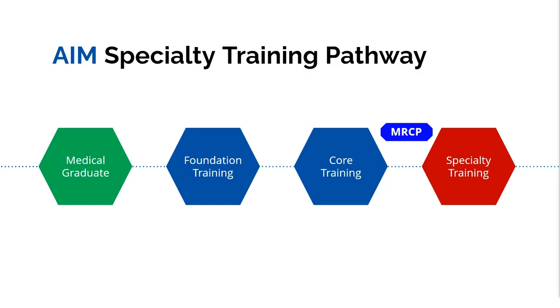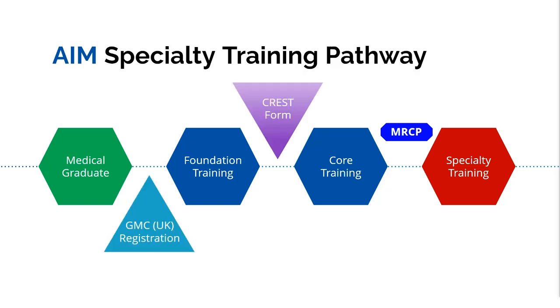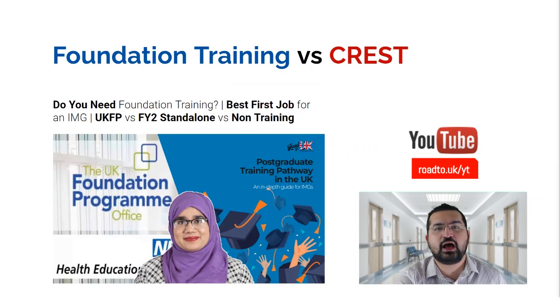So for an IMG, GMC registration comes first, and if you don't want to do foundation training, you can get an equivalency called CREST, the Certificate of Readiness to Enter Specialty Training. And if you don't want to do core training, or you have done some equivalent work, you can prove it with an alternative core competency form. But the alternative core competency form, or core training along with MRCP, is absolutely necessary to join specialty training in acute internal medicine.